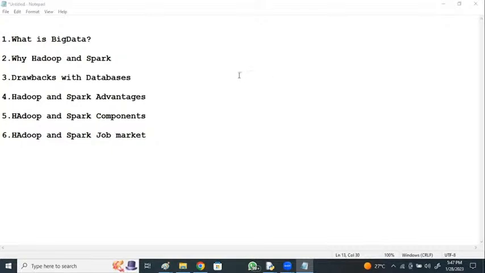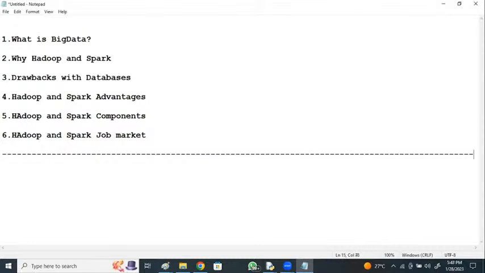In today's session, I will mostly discuss big data and Hadoop. In tomorrow's session, I'll be discussing mostly Spark, its advantages and its features. What is big data? The name itself says it: huge volumes of data. Think about how data is stored currently.